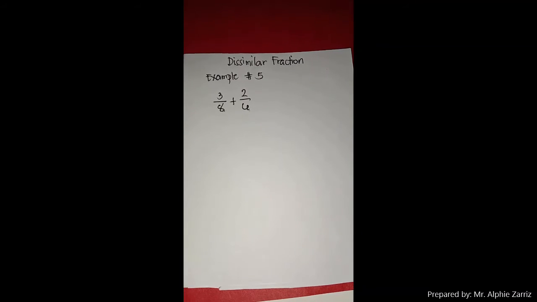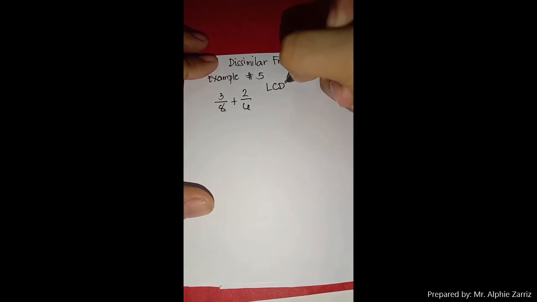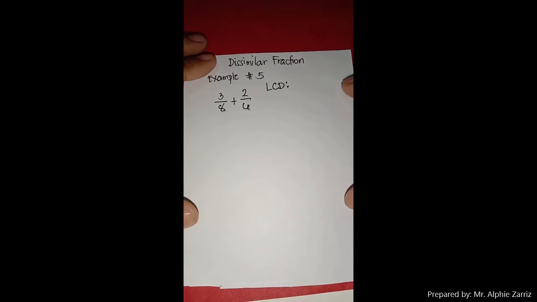So, answeran na natin. So, the steps in dissimilar fraction or to solve this. So, first, meron tayong tinatawag na LCD. So, LCD stands for least common denominator. So, ulitin ko. LCD stands for least common denominator. Okay. So, using the listing method, mahahanap natin itong si LCD. And kapag nahanap na natin si LCD, that will become our new denominator.